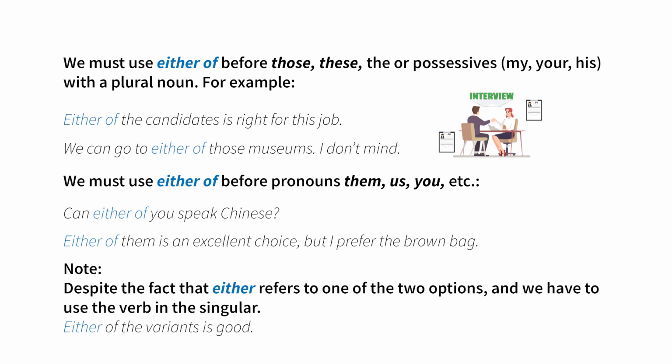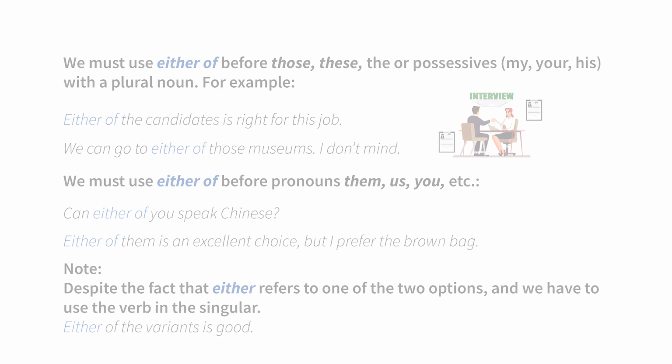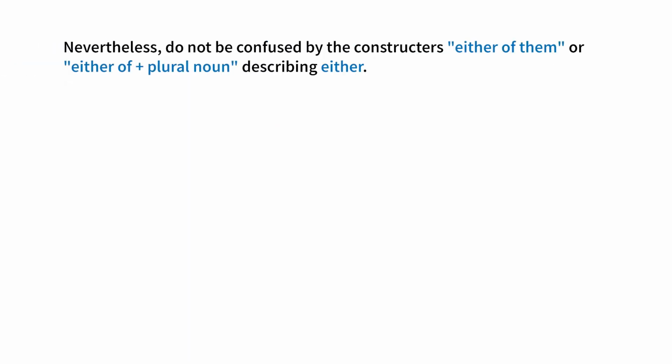Note. Despite the fact that either refers to one of the two options, we have to use the verb in the singular. For example, either of the variants is good. Nevertheless, do not be confused by the constructions either of them, or either of plus plural noun, describing either.